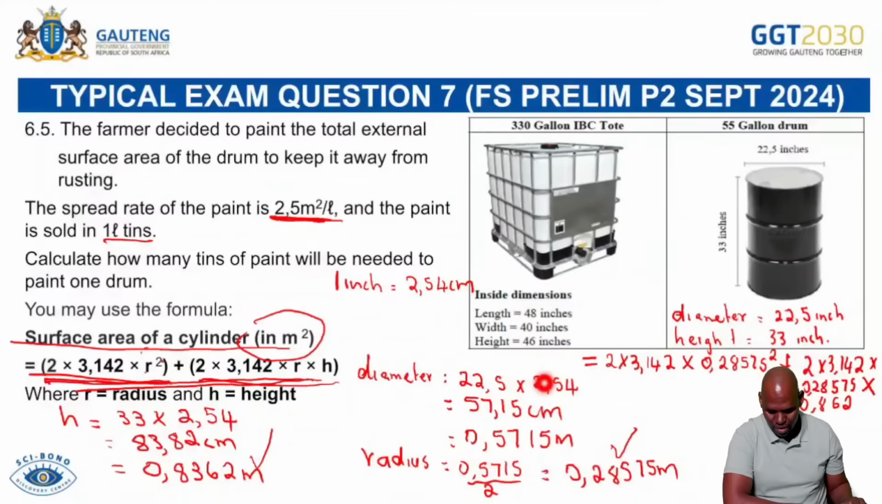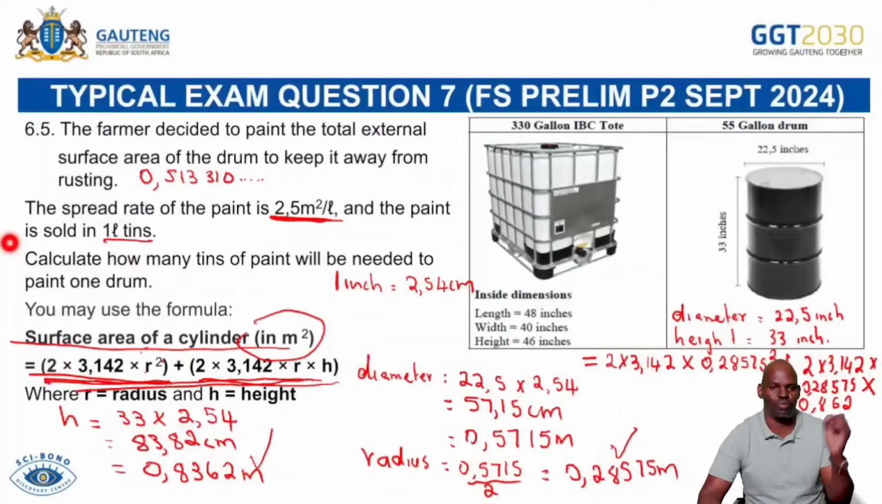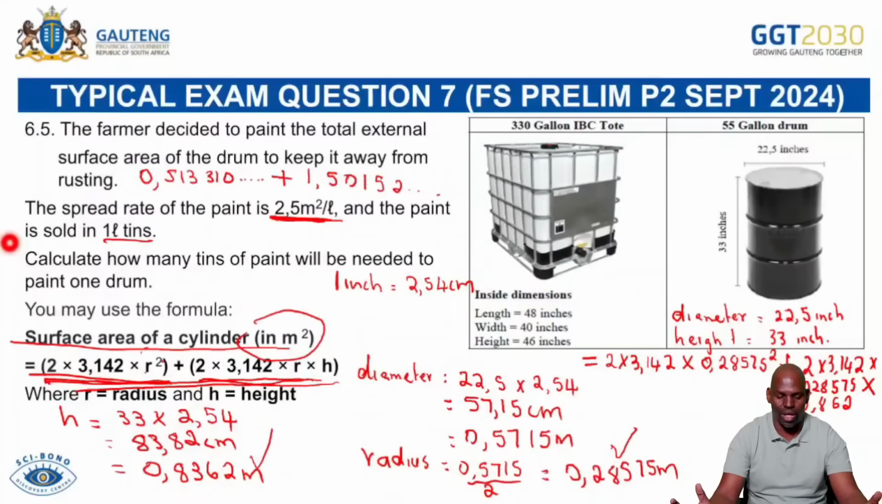So if I do it, I say 2 times 3.142 multiplied by 0.28575 squared. For the first part, I get 0.513310, and so on, if you do it on your calculator. And then the second part will be 2 multiplied by 3.142, and then I multiply by 0.28575, and then multiply by 0.8382. I get 1.50152, and so on. So then from there, you add them together to get to the answer.